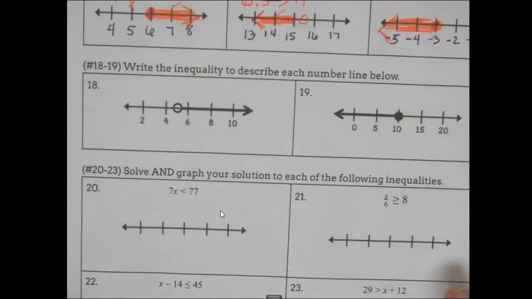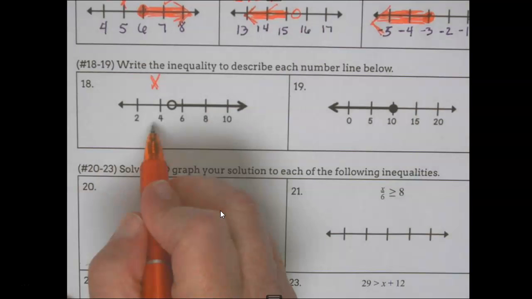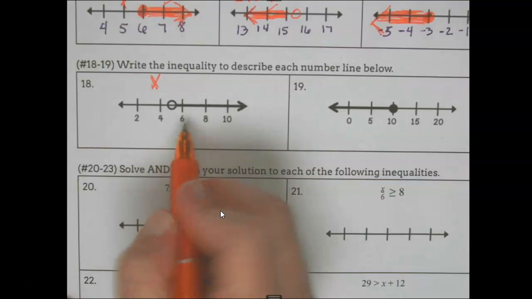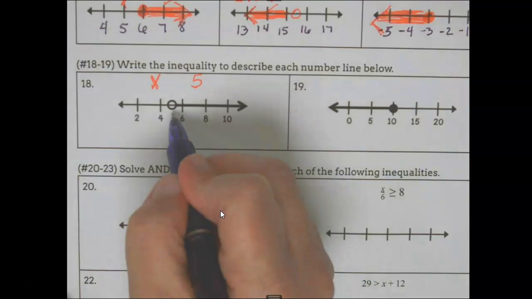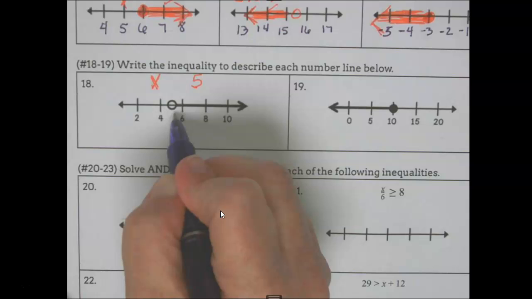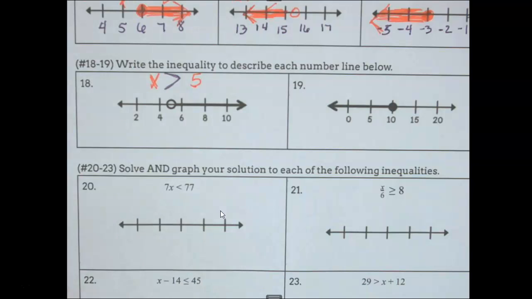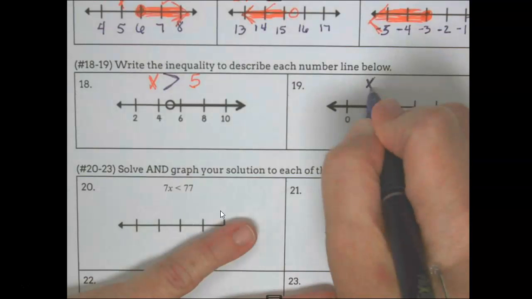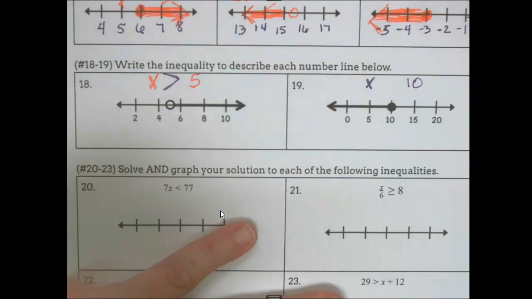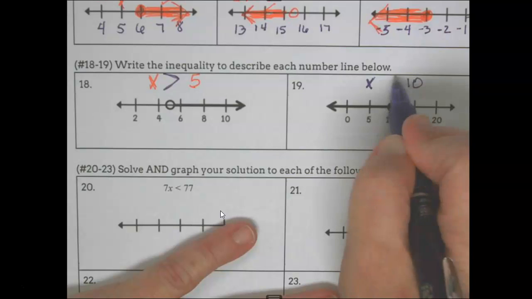Write an inequality to describe each number below. I know I'm going to get a variable, and my number is between 4 and 6, so it's 5. I know 5 is the smaller number, so x has to be bigger, so I am going to use a greater than sign. So here I'm using a 10, an x, and a 10. X is my biggest number, and it can be equal to.